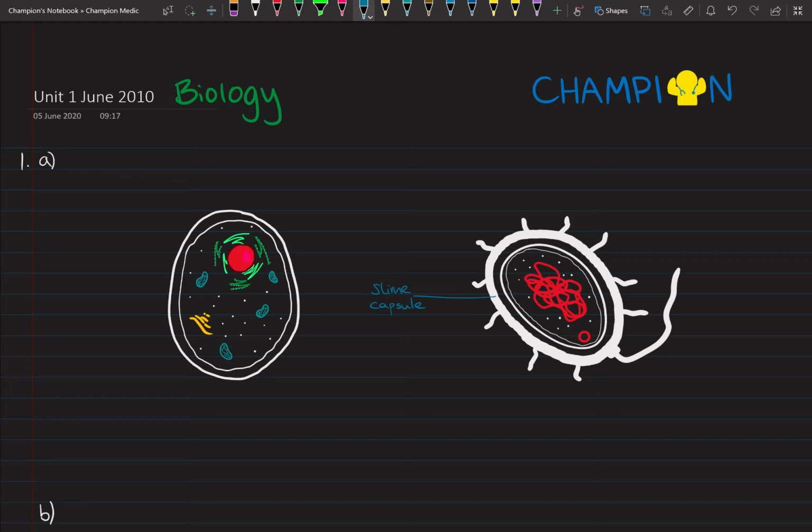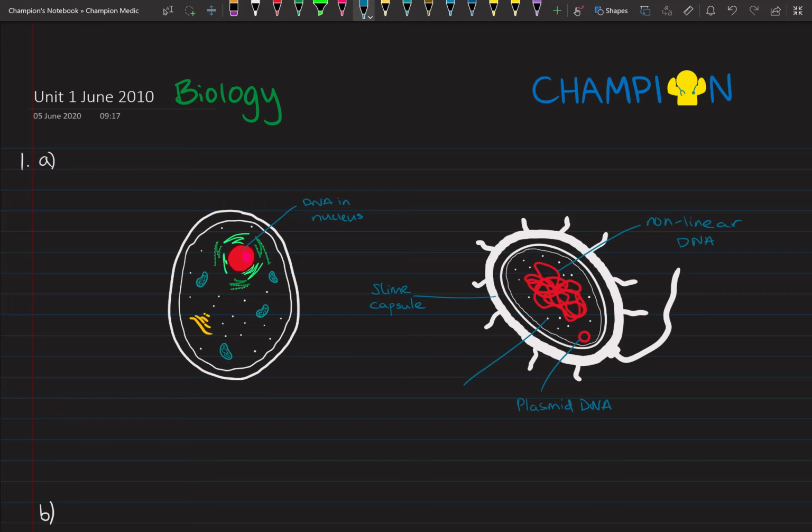Also, non-linear or circular DNA. That's a distinct feature because we know that in eukaryotic cells the DNA is found in the nucleus, whereas in prokaryotic cells it's found in plasmid or non-linear slash circular DNA.